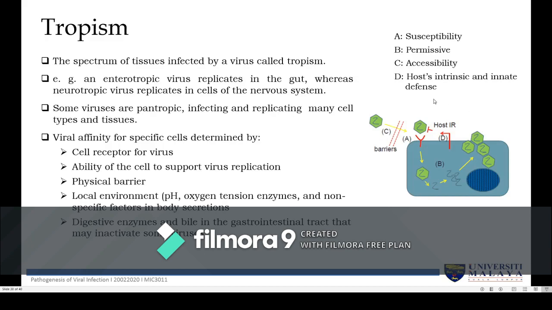Yeah. And then G is the host intrinsic and innate defense. Yeah? So when there's an immune response from the host, if it's an antibody, it will neutralize the virus, and if it's T cells, they can kill the virus or kill the virus-infected cells. Yeah?